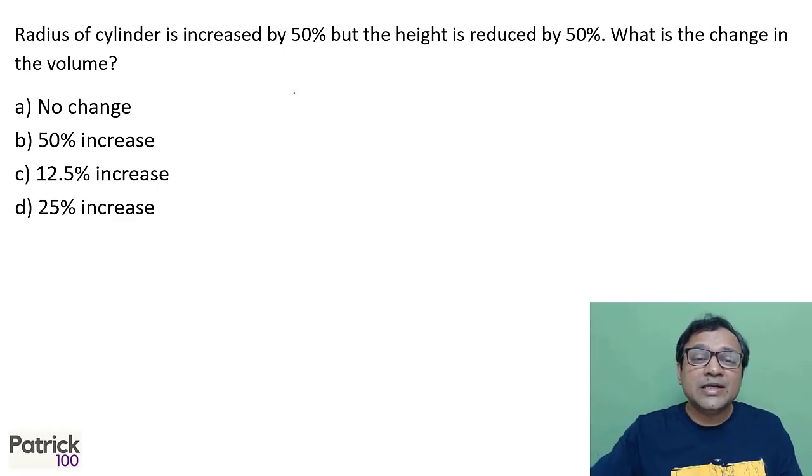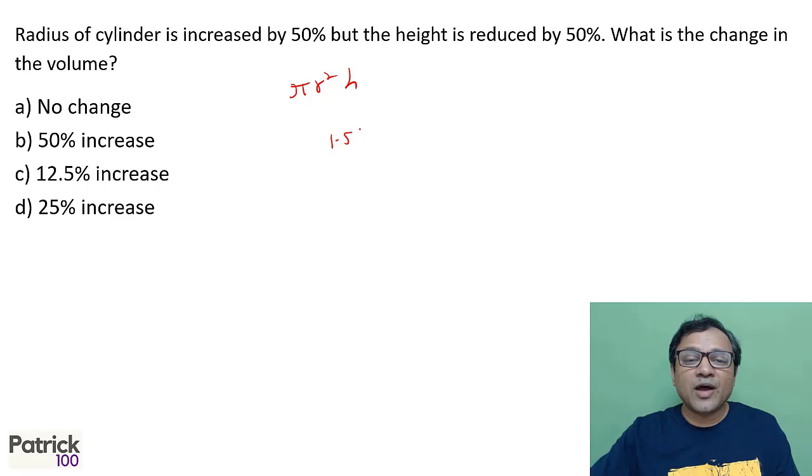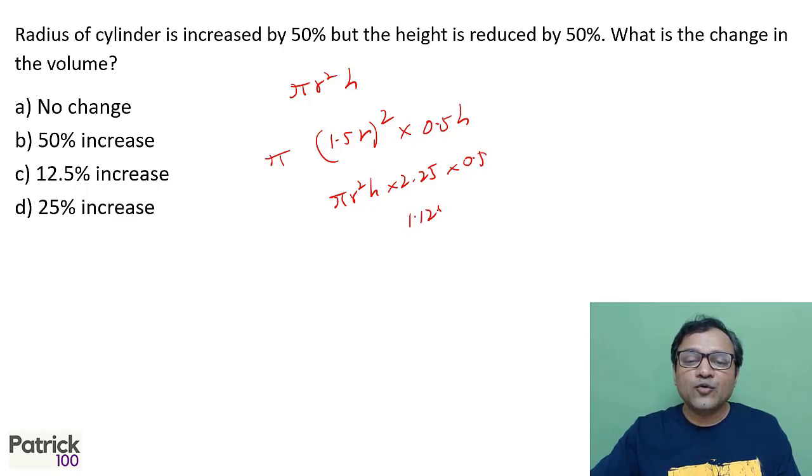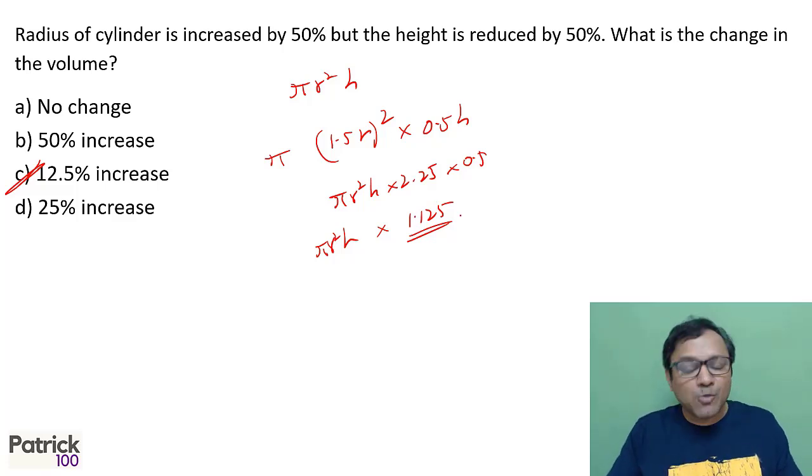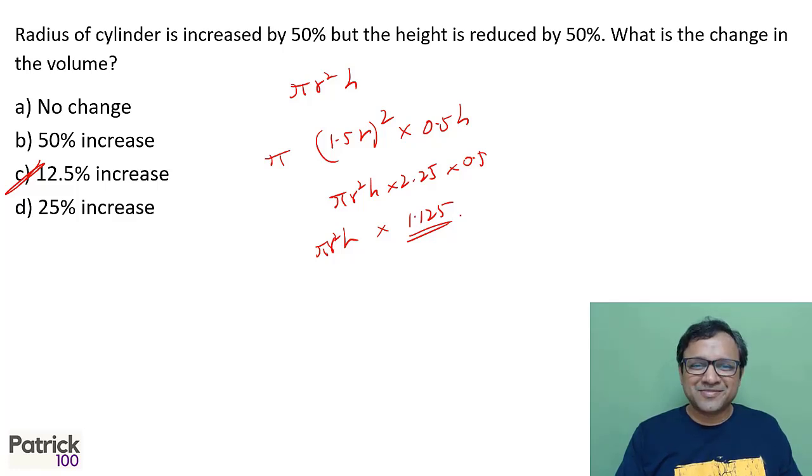The radius of the cylinder is increased by 50%. Volume is pi r square h. So when the radius is increased by 50%, it becomes 1.5 r the whole square, and the height is reduced by 50%, 0.5 h. This is nothing but pi r square h into 2.25 into 0.5. This becomes 1.125 times. So from there you can make out the volume is increased by 12.5%. Option C. When you multiply by 1.125, it means it's increased by 12.5%. So the volume is basically increased by 12.5%.